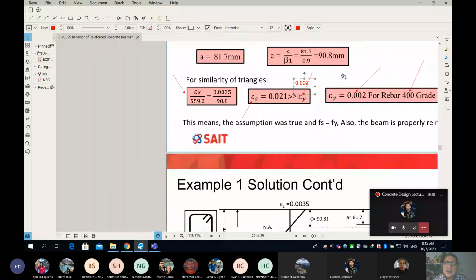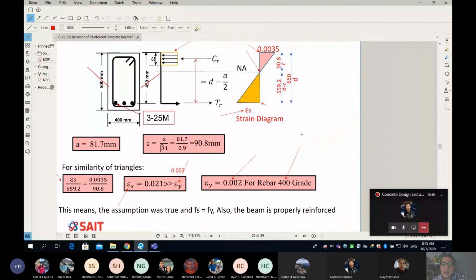If you don't know why, let me draw for you the strain diagram very quickly. So here is my stress strain diagram for rebar. It goes from 0 in a linear relationship to the yield, and then it goes horizontal until the necking and the failure. Let me show you some dimensions. The dimension from this point to the yield is 0.002. That is for 400 grade. However, the strain at the failure was 0.021, about 10 times.